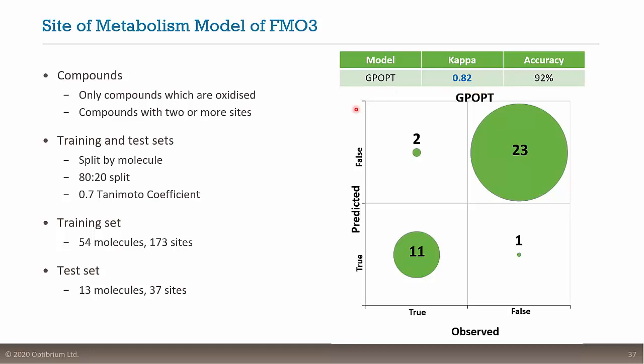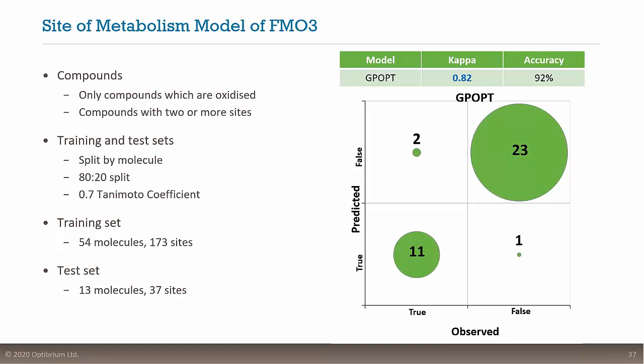And the confusion matrix over here shows that yes, we were pretty good at predicting sites which do get metabolized and sites which do not get metabolized. And essentially here on the confusion matrix, what we want to see are big blobs here, and small blobs here, and it would be best if there wouldn't be any blobs over here.